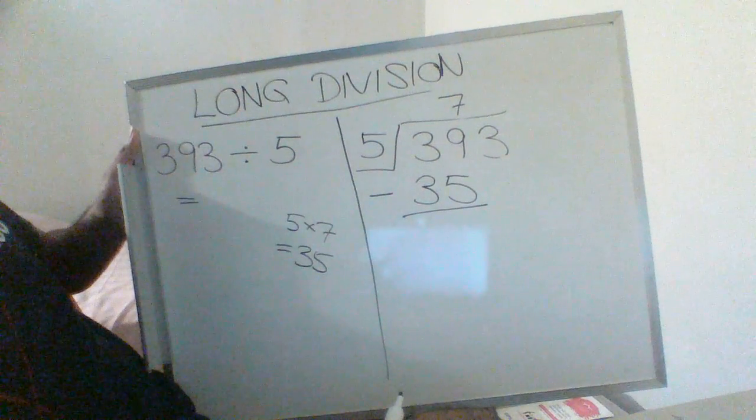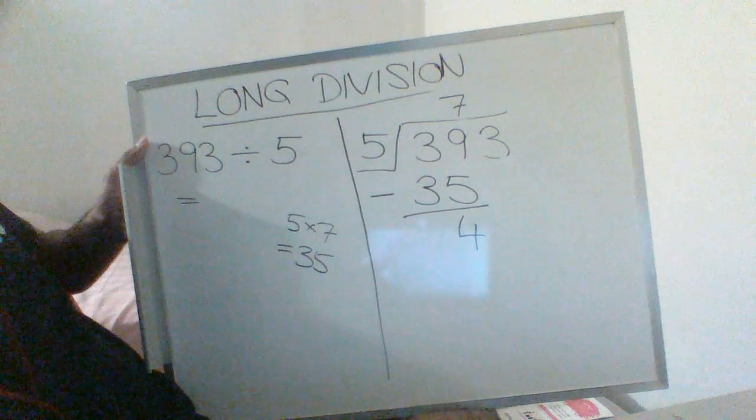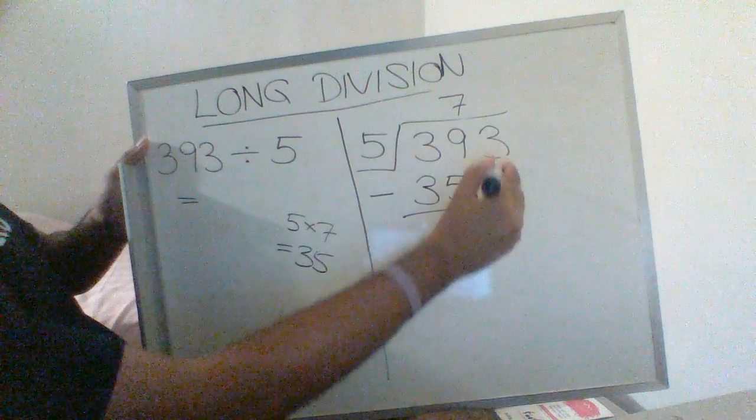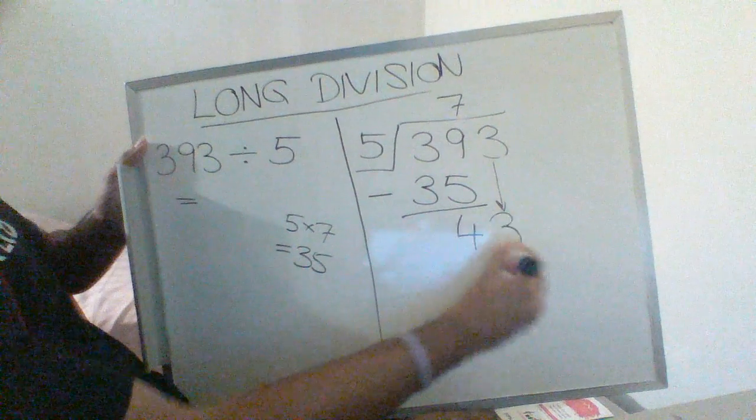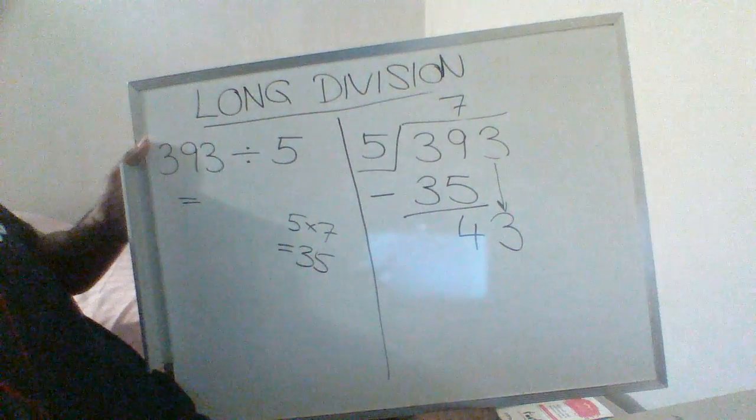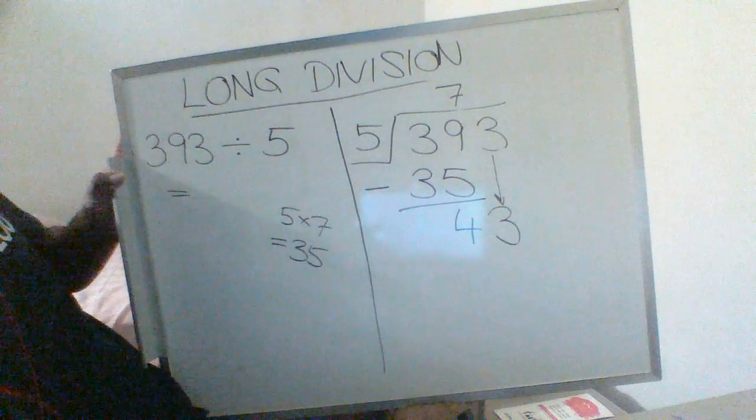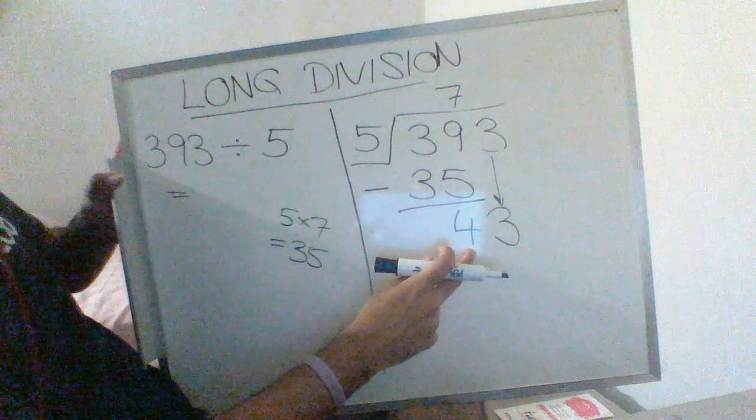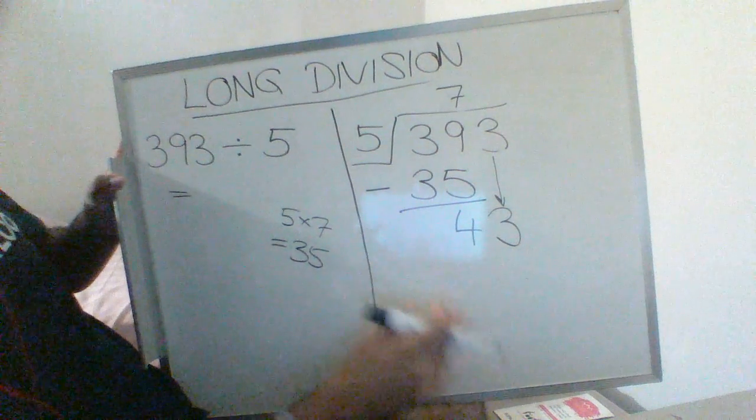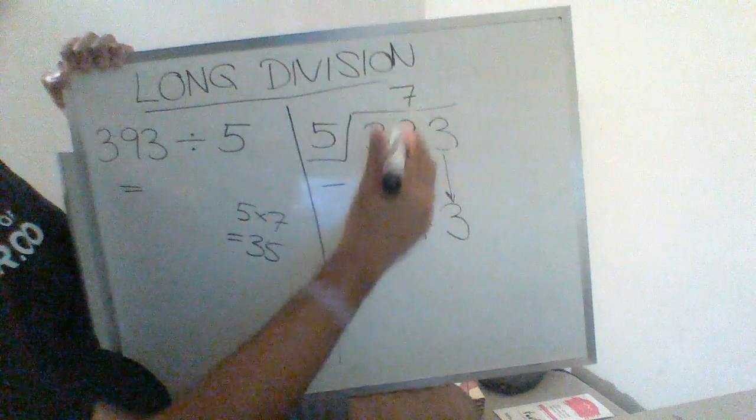39 minus 35 is going to leave us with just 4. And then my next step is to pull this 3 down. Right, so we pull this 3 down to here, and we turn the 4 into 43. Okay? So the next question we ask ourselves is, how many times does 5 go into 43? And the answer you'll get when you do the counting is that 5 goes into 43 8 times.